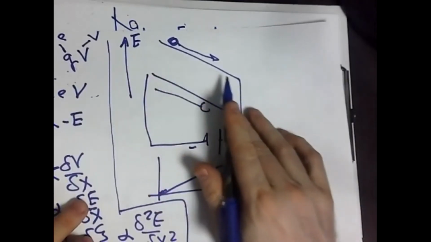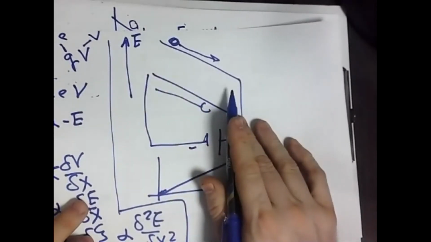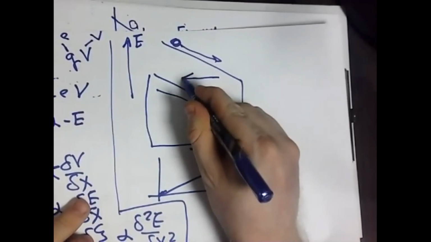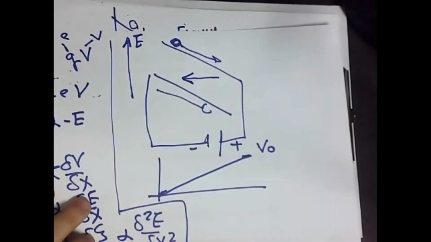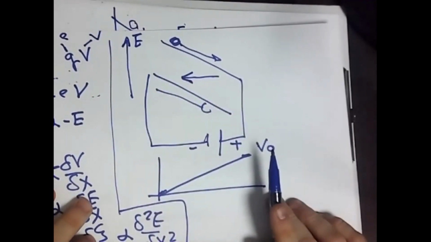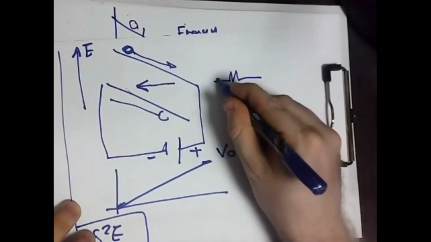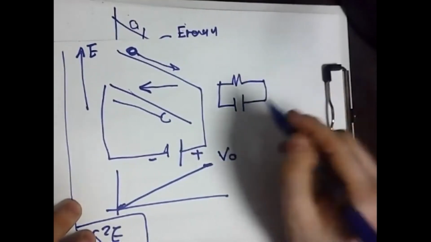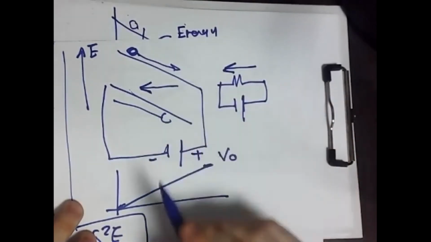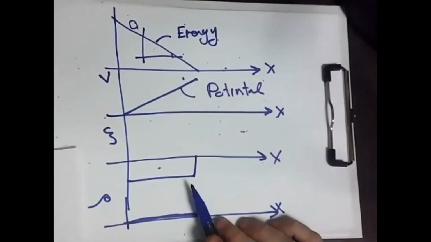Now, this is the electron motion. Then, what about the current motion? The current motion is in this direction. You believe that the current is in the reverse direction of the electron. Simply, if you add a resistance here and you plot it like that, you will automatically tell me, okay, the current is in this direction. What is this direction? This is the negative x direction. That's why this is a negative electrical field.